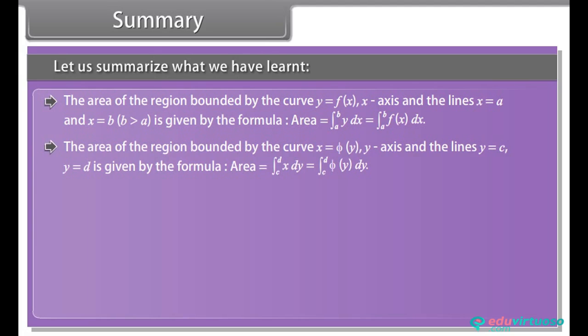The area of the region bound by the curve x equals phi of y, the y-axis, and the lines y equals c and y equals d is given by the formula area is equal to the integral from c to d of x with respect to y equals the integral from c to d of phi of y with respect to y.